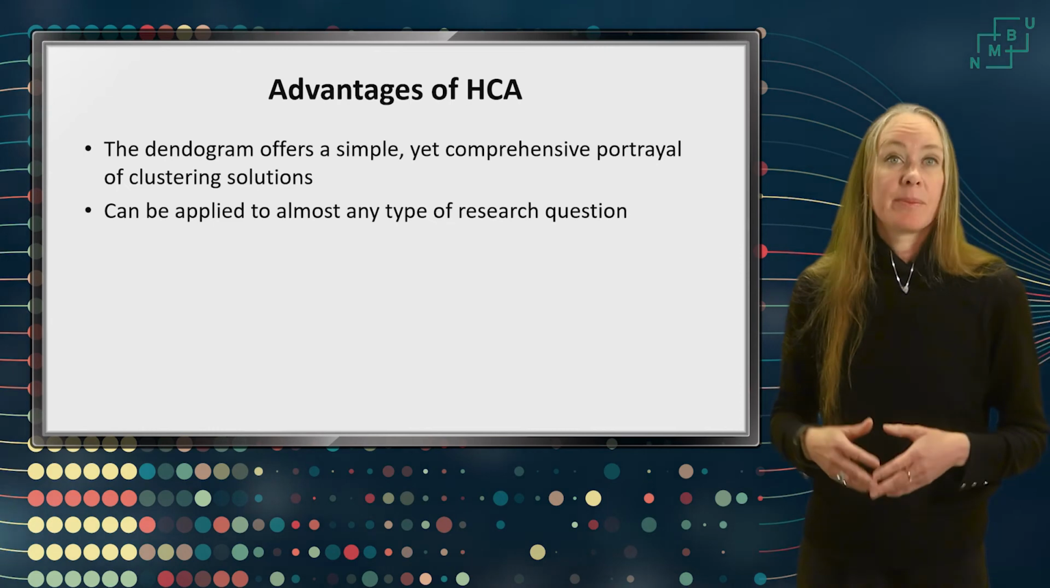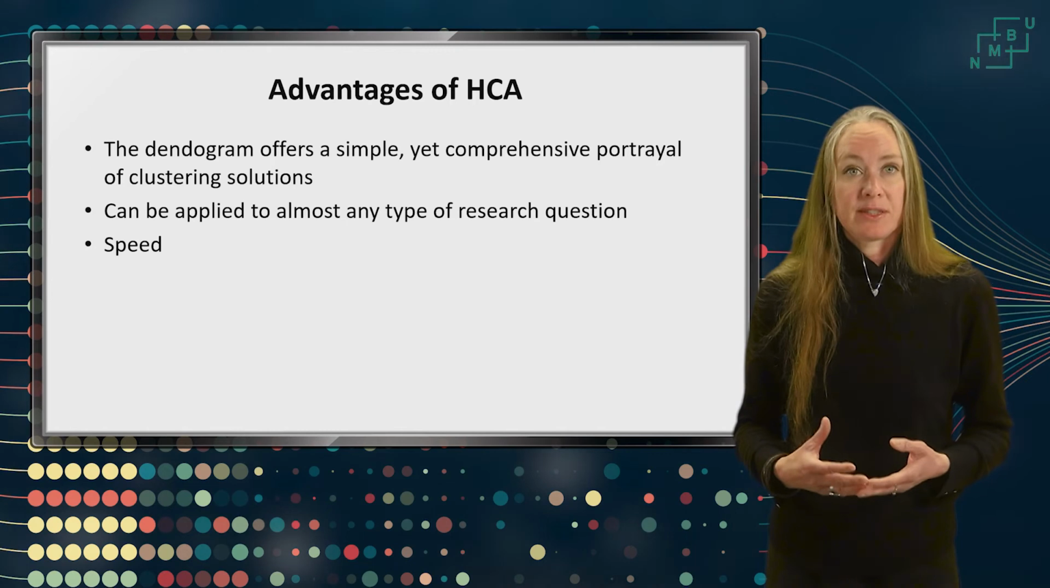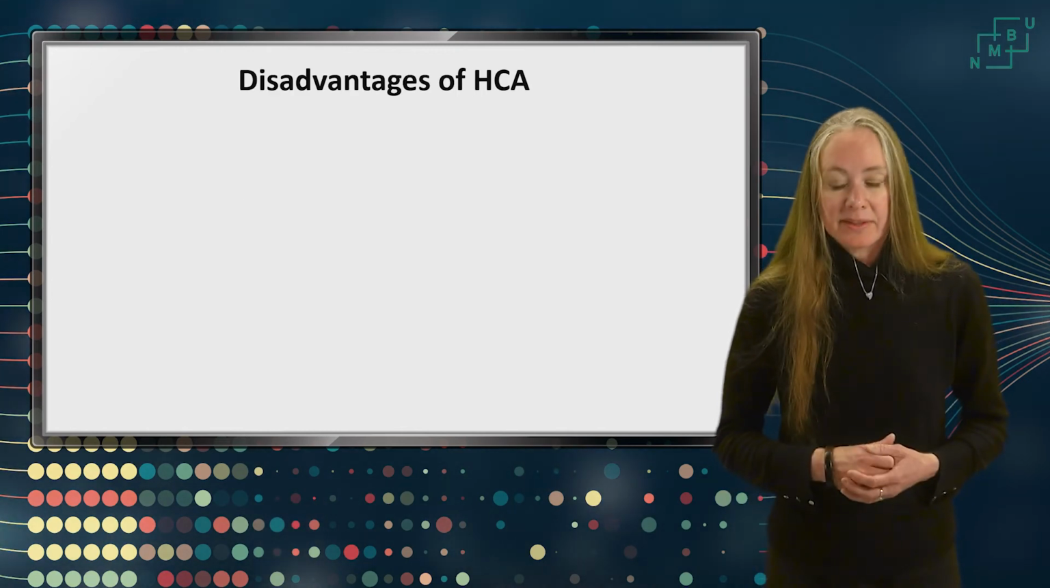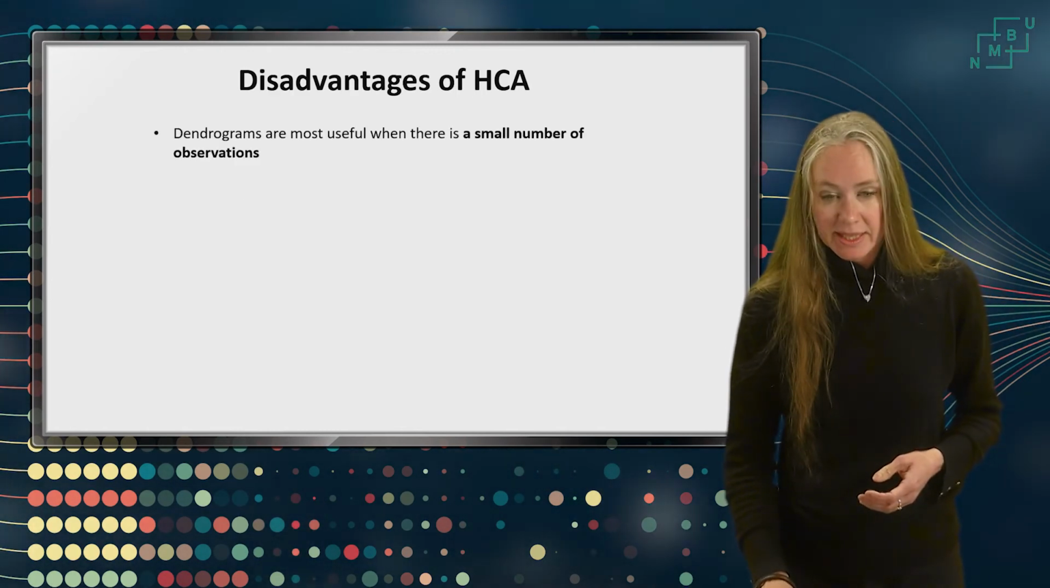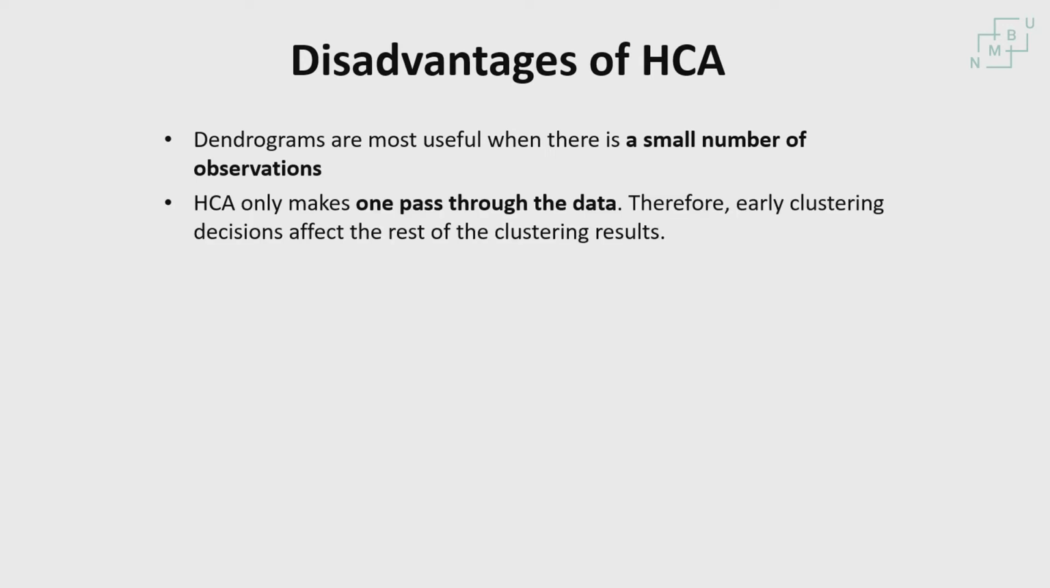Hierarchical cluster analysis can be applied to almost any research question, and it's also fast to run. The disadvantages of hierarchical cluster analysis is that the dendrograms are most useful when there is a small number of observations. Otherwise, the dendrograms become very large and it's difficult to keep the overview. Hierarchical cluster analysis also only makes one pass through the data. Therefore, early clustering decisions affect the rest of the clustering results.